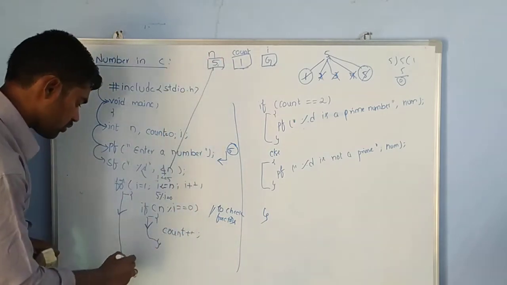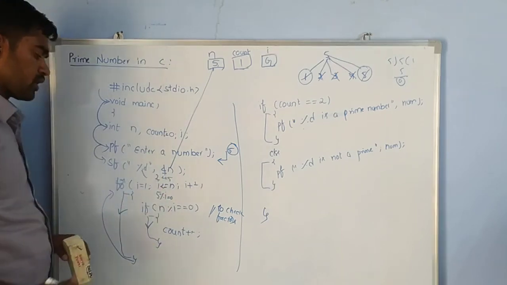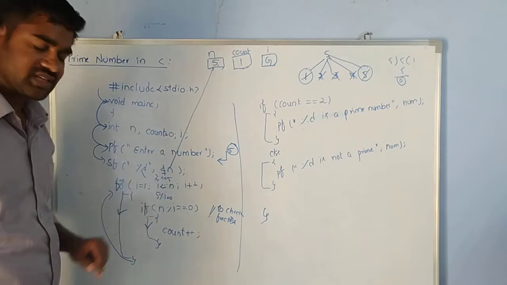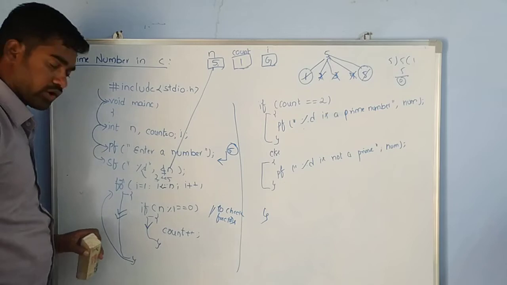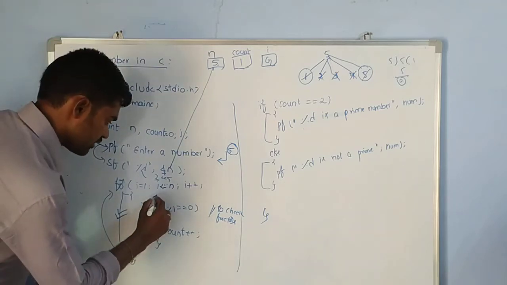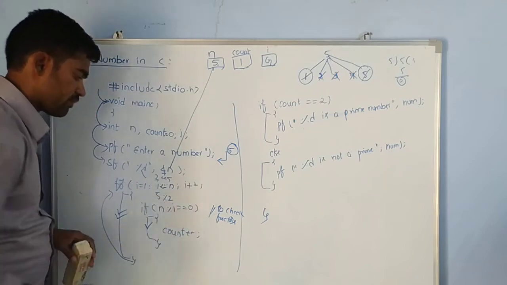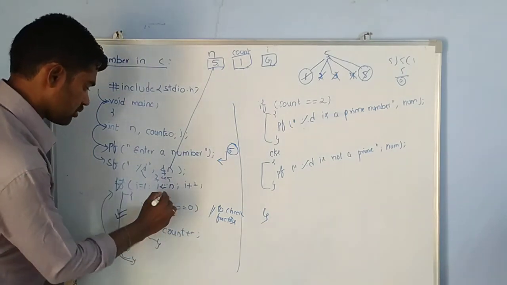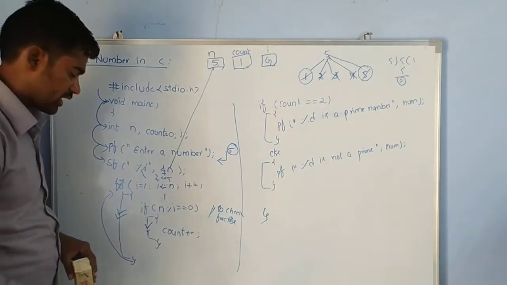Then the loop is repeated with i equal to 2. Now 2 less than or equal to 5, is the condition true or false? The condition is true, so again these statements are going to be executed. Here 5 % i with i equal to 2, 5 % 2. What is the remainder? The remainder is 1. Is 1 equal to 0? The condition is false.